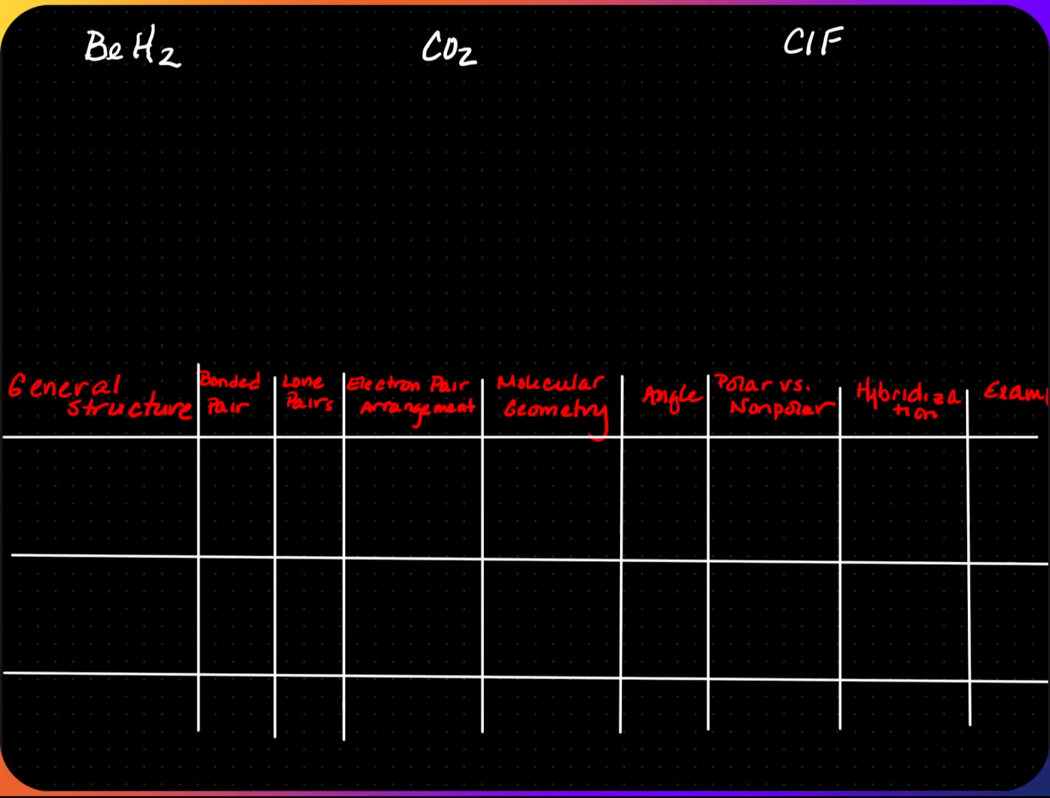Pause the video, draw the Lewis dot structure for BeH2, CO2, and ClF, and then check your answer. Also, in your notes, if you don't have them, draw the table that is provided below with the proper titles, and we will fill the table as we go along.